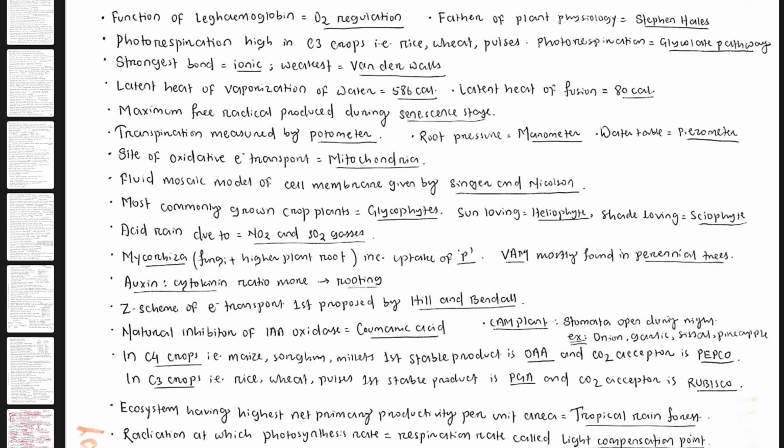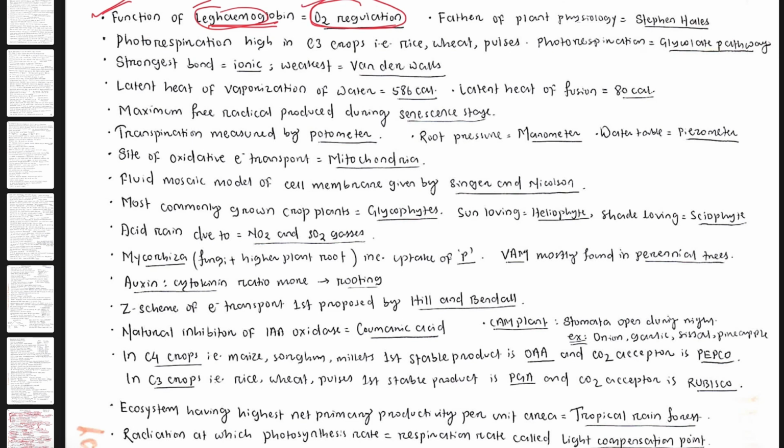Okay, so let's begin. What is the function of leghemoglobin? Oxygen regulation. Where is leghemoglobin found? If you observe the root nodule, you can find it is pinkish or reddish in color. That is due to leghemoglobin. Okay, this is an iron containing compound. So leghemoglobin, the main role is oxygen regulation.